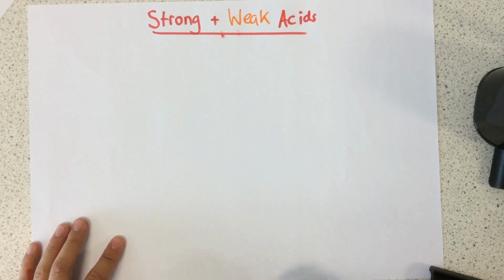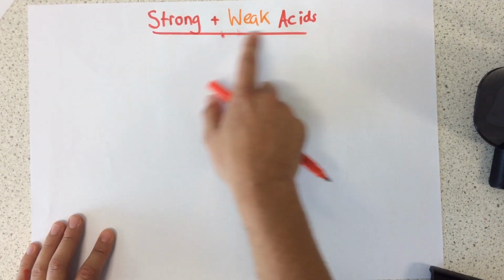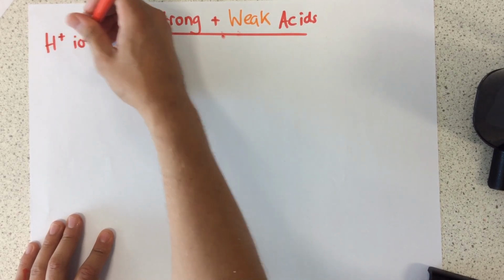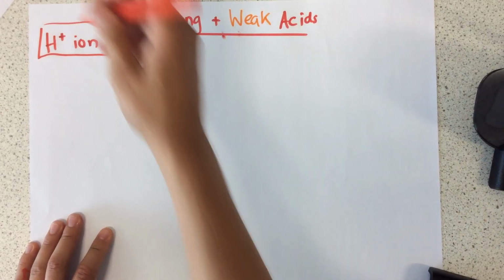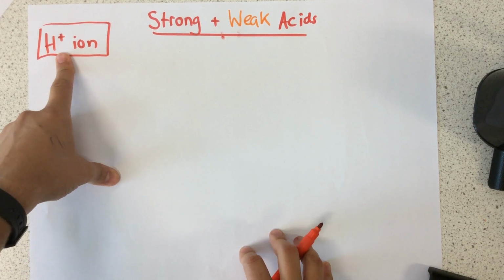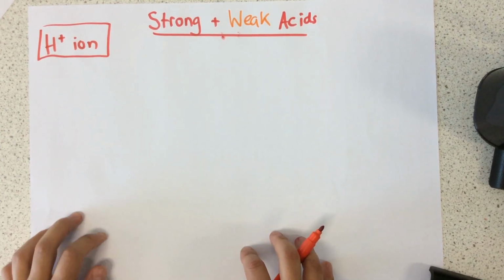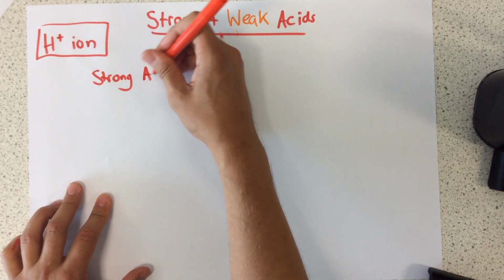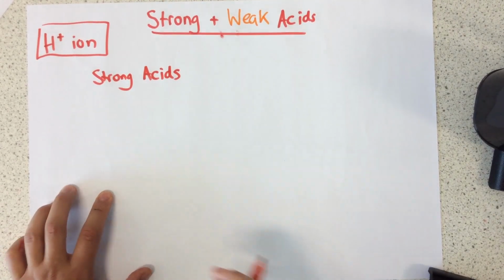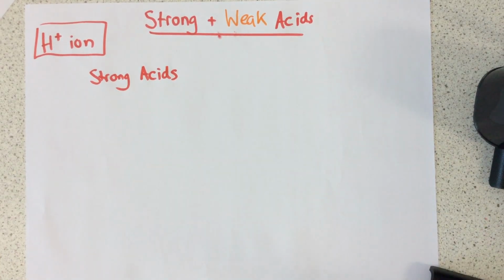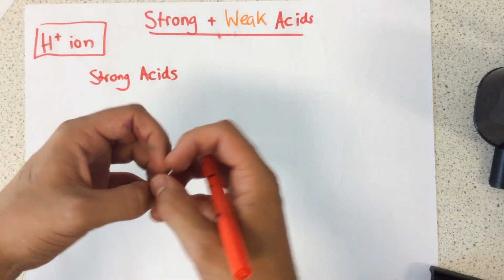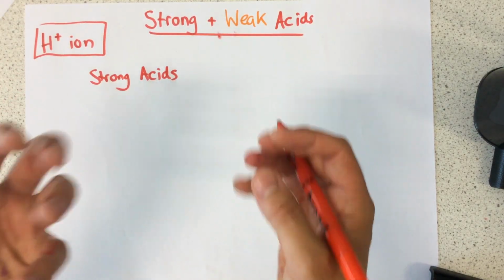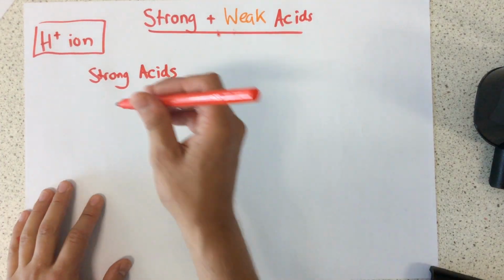So, first of all, let's think about what is an acid. So an acid is a measure of hydrogen ion concentration. The greater the concentration of hydrogen ions, the stronger the acid. So strong acids, the reason why we call them strong acids, is when they're in solution, they fully ionize. Now what that means is they completely or nearly completely break down to form their ions. I'll show you what I mean by this.